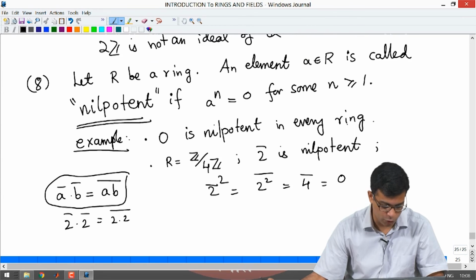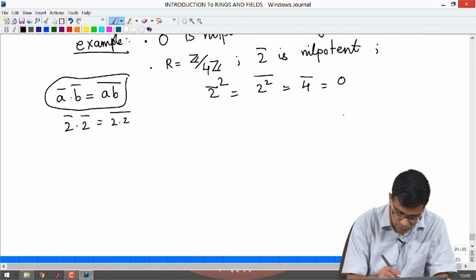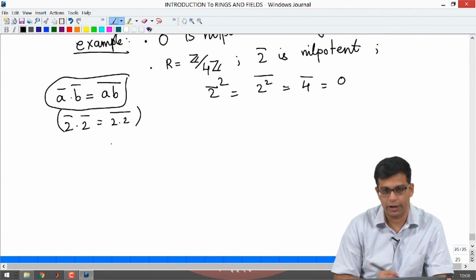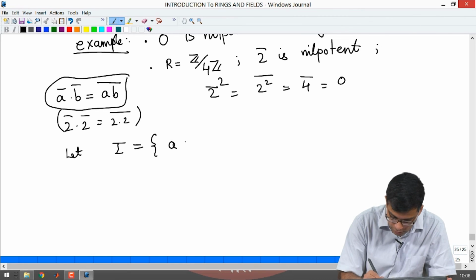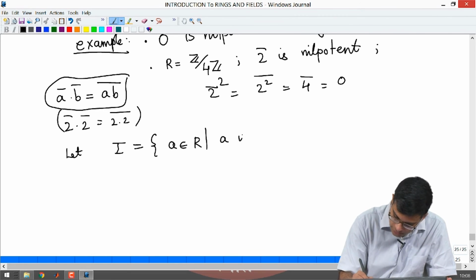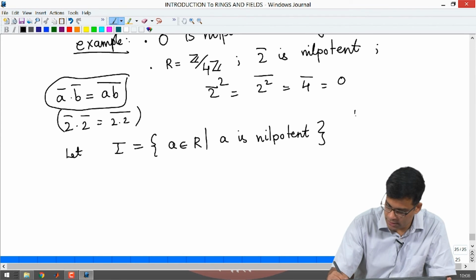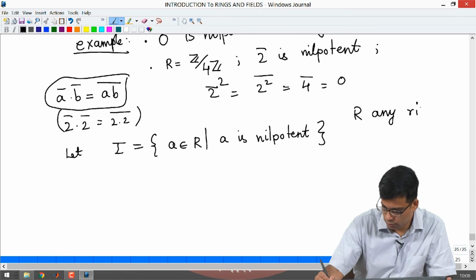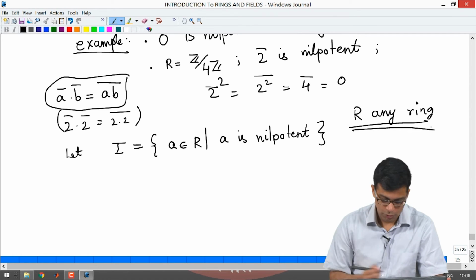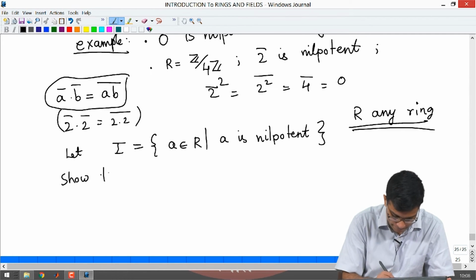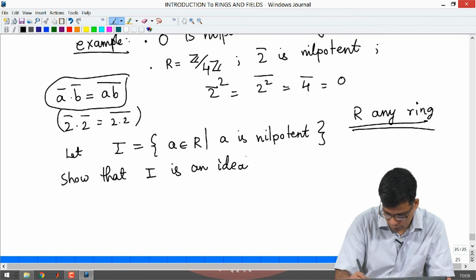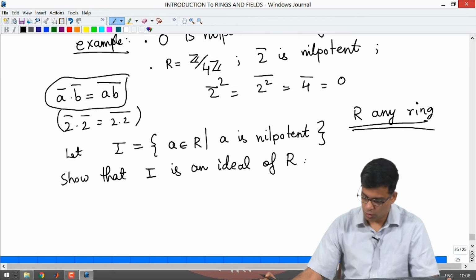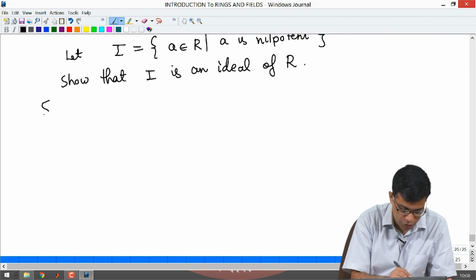The problem that I want to do now is: consider the set of all nilpotent elements. Let I be {a in R such that a is nilpotent}. R is any ring here. Show that I is an ideal of R. So that is the problem. So, solution.